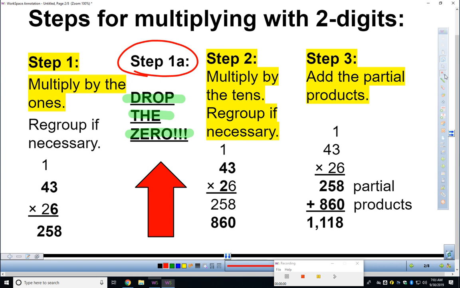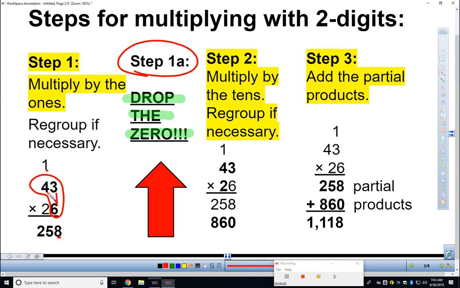So step 1 would be to multiply by the 1. You'll notice that this number is bolded here. But what we're actually doing here is multiplying this 6 by the whole 43. 6 times 3 is 18. Here's my 8, here's my 1. And then 6 times 4 is 24, plus 1 is 25. So you are multiplying the 6 times both of those numbers.